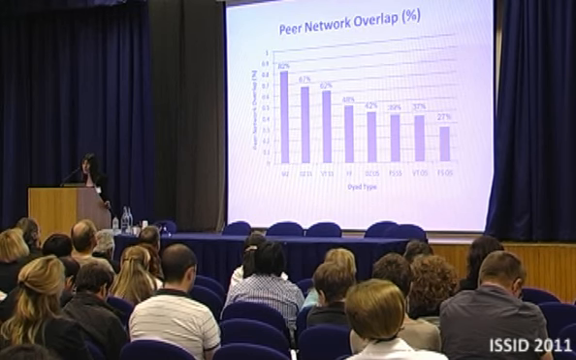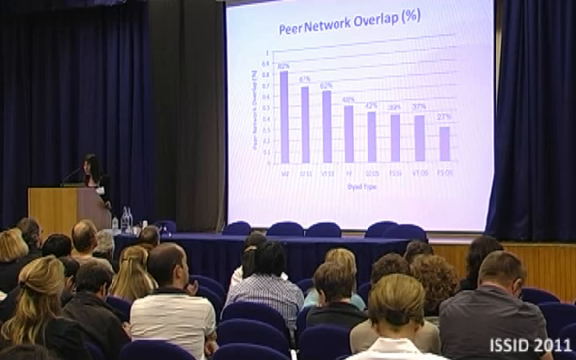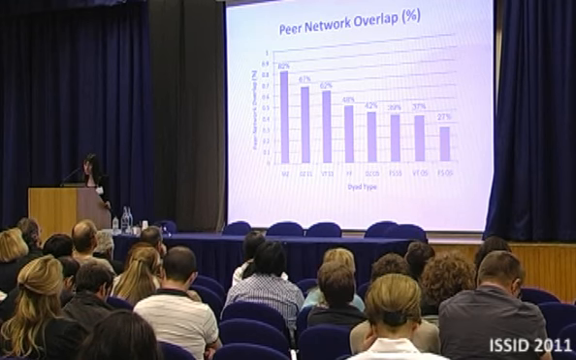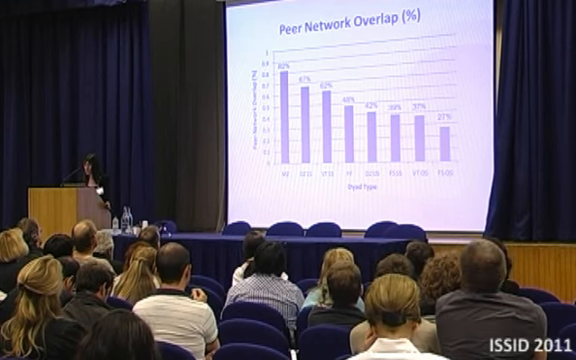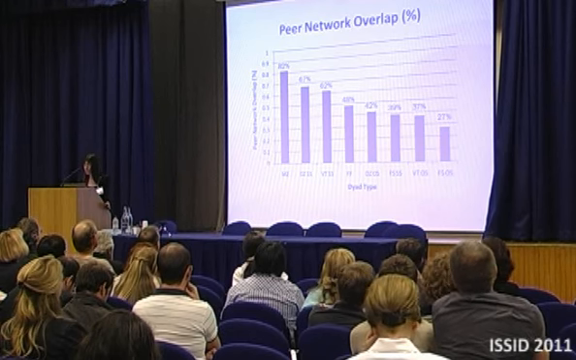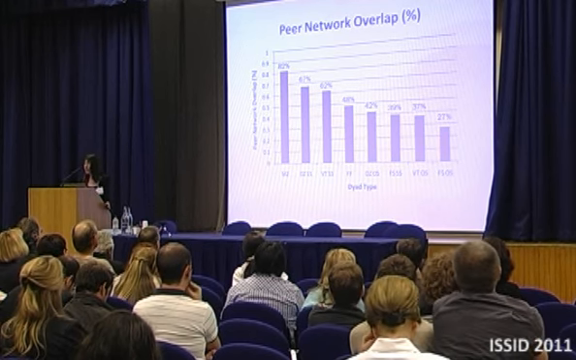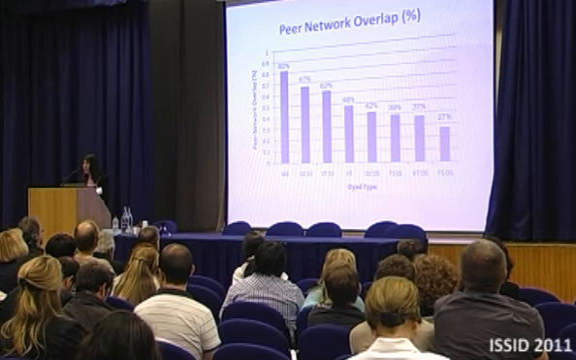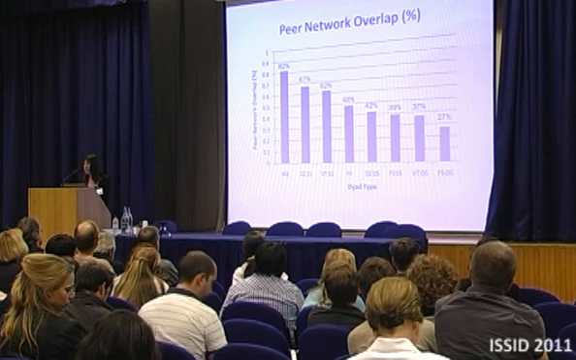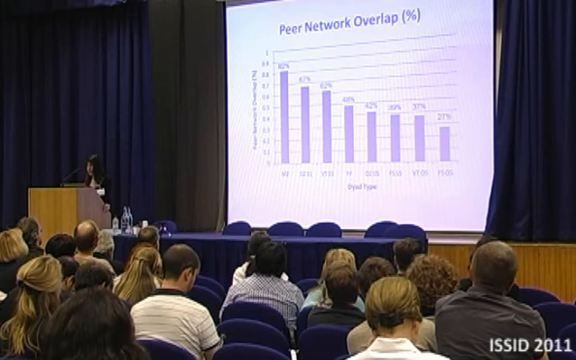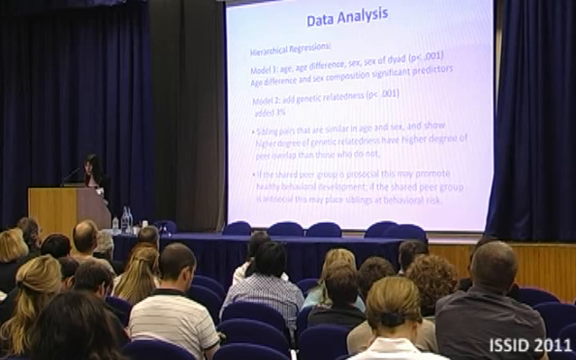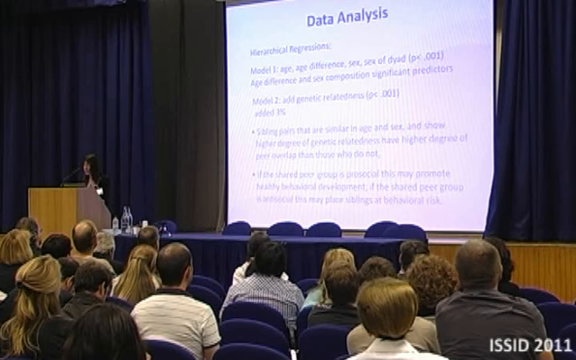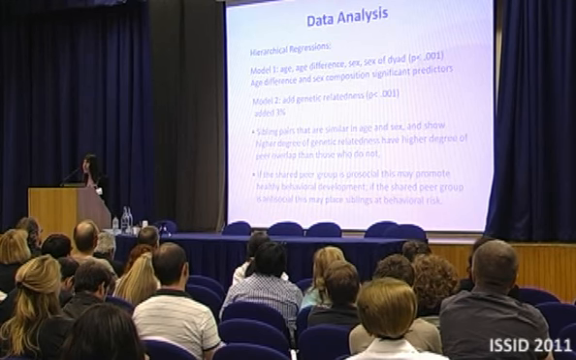Now here you can see the peer network overlap percentage goes just about hand in glove with genetic relatedness, being the highest among the MZ twins, a little lower for the dizygotic same sex, lower for the virtual twins, and lower for best friends. Now, for dizygotic opposite sex twins, it's clear they probably have different groups. Full siblings, different ages, so they would have different friends, on down to virtual twins of opposite sex and full siblings of opposite sex. And that is simply mirrored in this slide as well, where I show that sibling pairs that are similar in age and sex and show higher degrees of genetic relatedness tend to have higher degrees of peer overlap than those who do not.